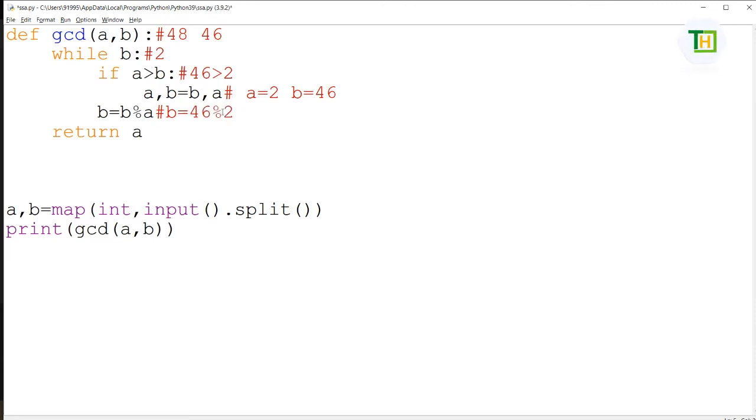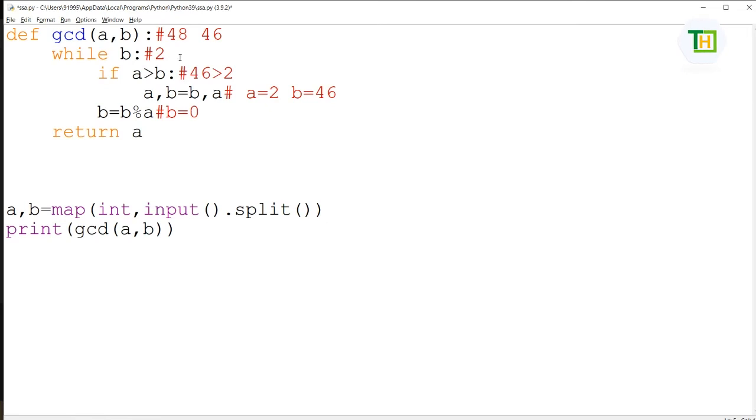Then what is the B value? 23, right? It is going to be 23 here. Sorry, it is going to be 0. The remainder is going to be 0. Here it is exactly divisible. 46 is exactly divisible by 2. That's why B becomes 0.